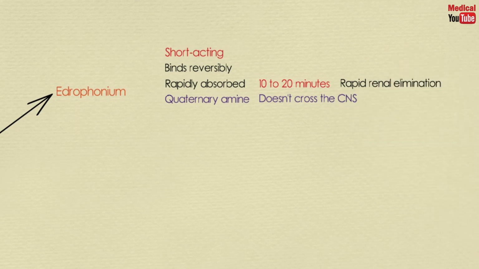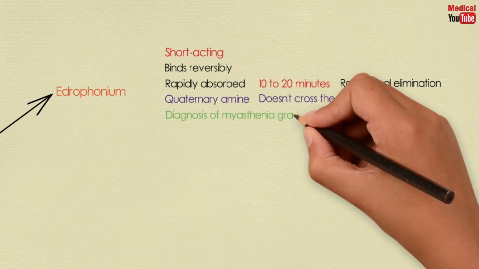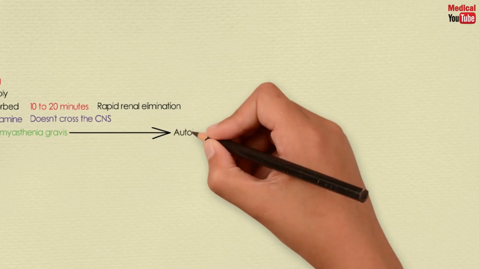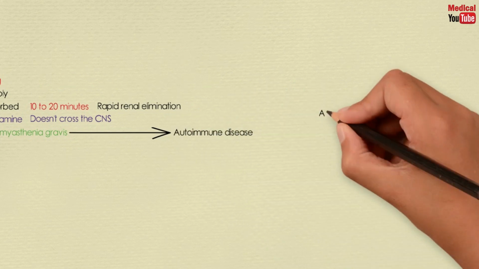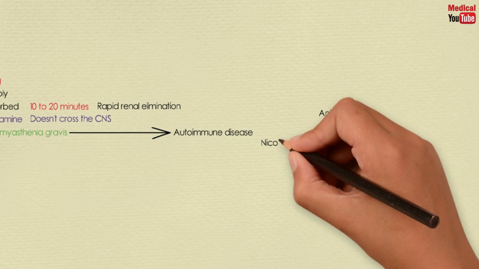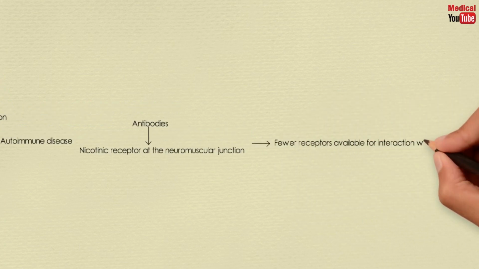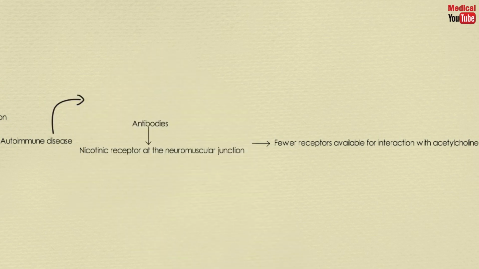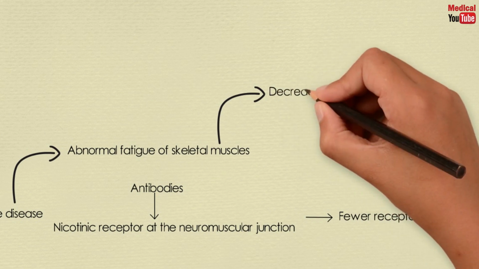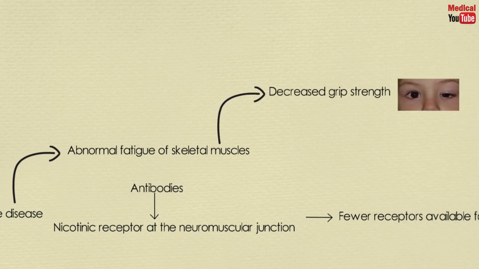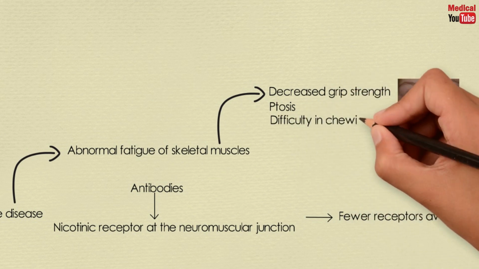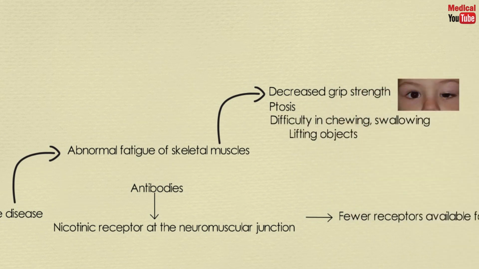It is used in the diagnosis of myasthenia gravis, which is an autoimmune disease caused by antibodies to the nicotinic receptor at the neuromuscular junction. This causes their degradation, making fewer receptors available for interaction with acetylcholine. That causes abnormal fatigue of skeletal muscles characterized by decreased grip strength, dropped eyelid or ptosis, and difficulty in chewing, swallowing, lifting objects, holding the head up, and speaking. And that depends on the severity of the disease.